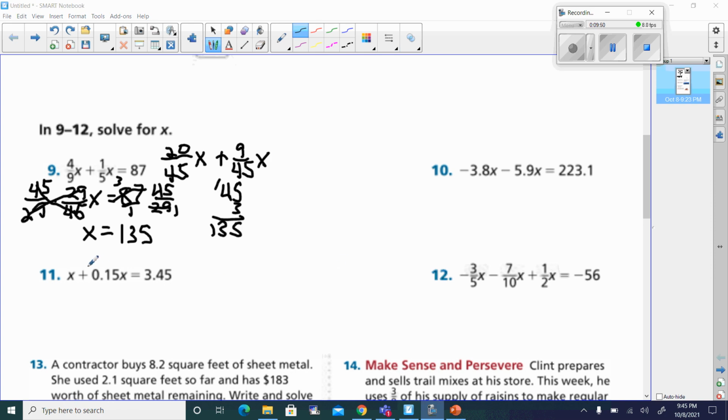All right, let's continue with number 11. Number 11 says that x plus 0.15x equals 3.45. So when I combine these x's, what I have to remember is there's always a 1 in front of my variable. If there's no other number there, there's always a 1. So this isn't a 0 plus 0.15. This is 1 plus 0.15. So what is that going to equal? Well, of course, 1.15x. Remember, we're adding these together. And that's going to equal 3.45.